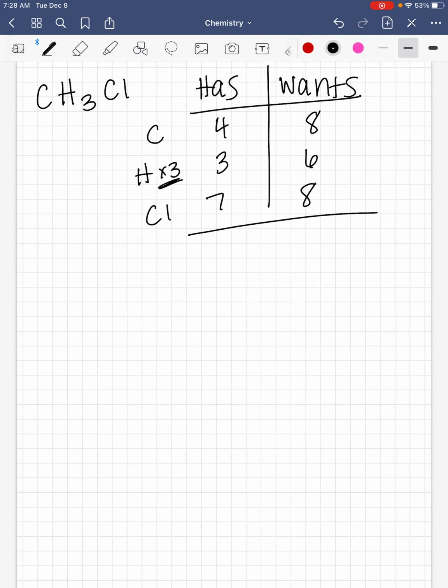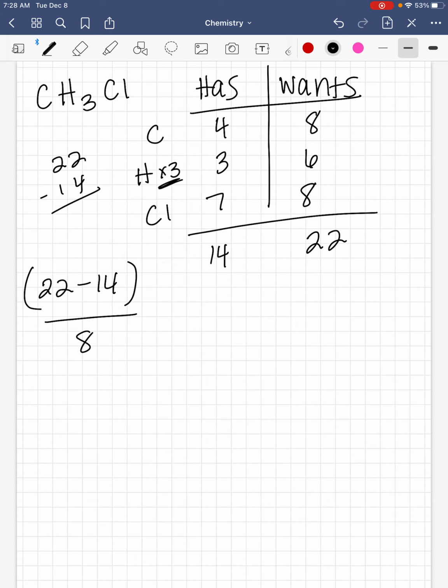Add those up. 7 plus 3 is 10, plus 4 is 14. 8 plus 8 is 16, plus 6 is going to be 22. 22 minus 14, I'm not a math teacher. It's going to be 8. 8 over 2, so there are 4 covalent bonds here.